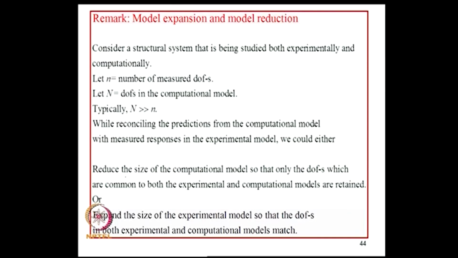One is to reduce the size of the computational model so that only the degrees of freedom which are common to both experimental and computational models are retained, or alternately expand the size of the experimental model so that the degrees of freedom not present in the experimental model are approximately represented. Okay, so that there is a matching of degrees of freedom between experimental and computational models.